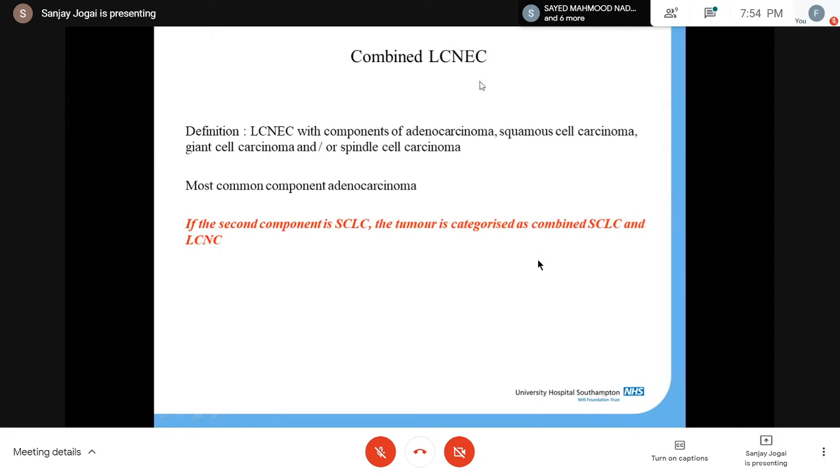Now, what's combined LC-NEC? It's large cell neuroendocrine carcinoma with a component of adenocarcinoma, squamous cell carcinoma, giant cell or spindle cell carcinoma. Most common component usually is adenocarcinoma. And if the second component is small cell, the tumor is categorized as combined small cell and large cell NEC.